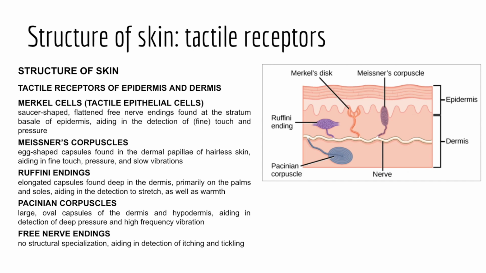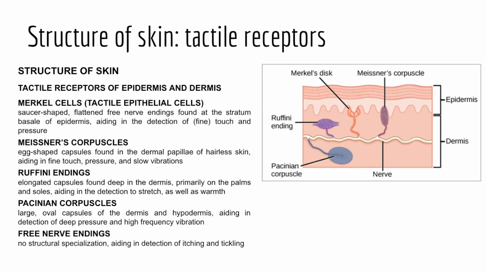First, we have what are called Merkel cells. These are saucer-shaped, flattened, free nerve endings that make contact with the stratum basale cells of the epidermis, responsible for detecting touch and pressure. And they're common in the fingertips, our hands, our lips, our external genitalia. These are some of the important locations for fine touch, sometimes referred to as discriminative touch.